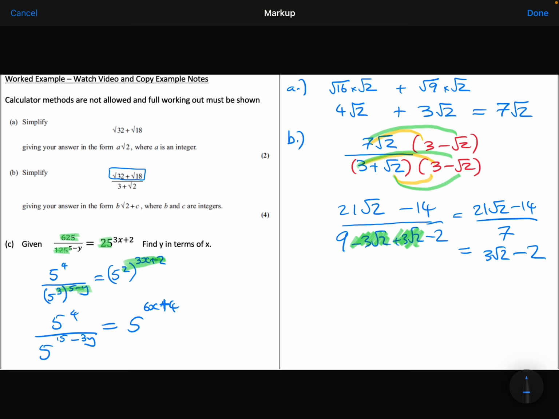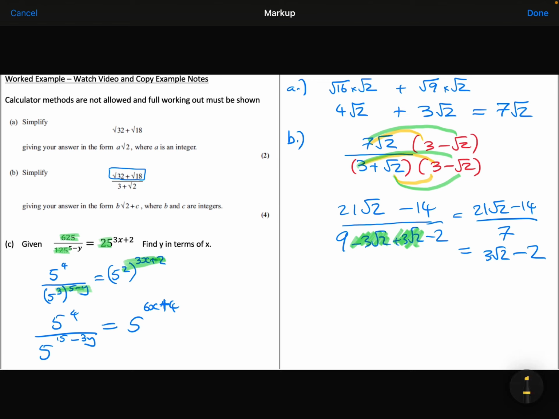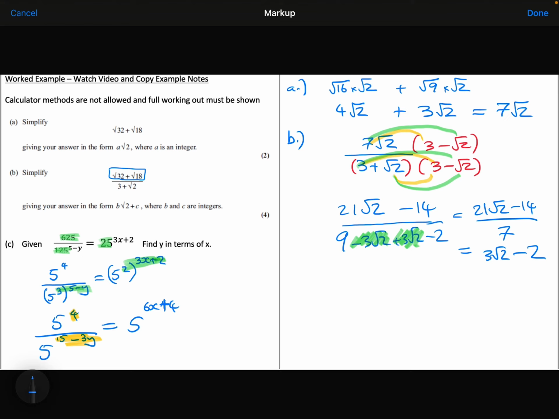Right. We can do further simplification on the left-hand side because I have got 5 to the power 4 divided by 5 to the power of 15 minus 3y. So because we're dividing here, I can subtract these powers. So I can rewrite this as 5 to the power of 4 minus 15 minus 3y. So just subtracting the powers because we're dividing.